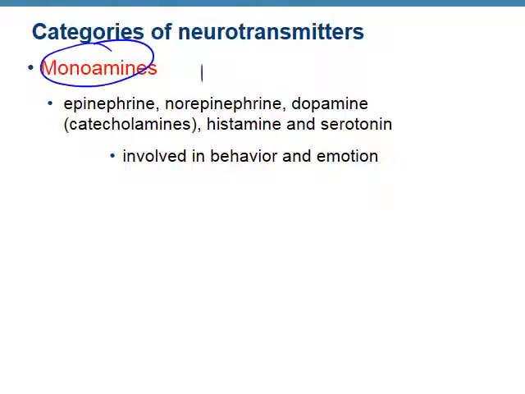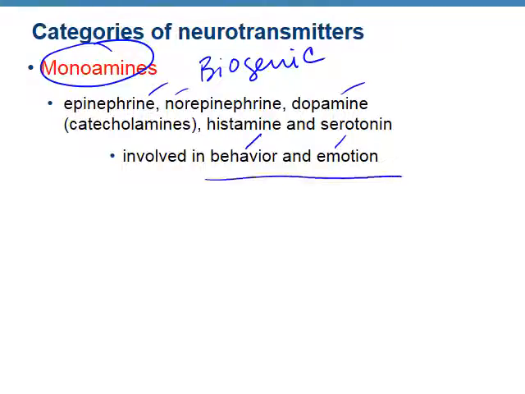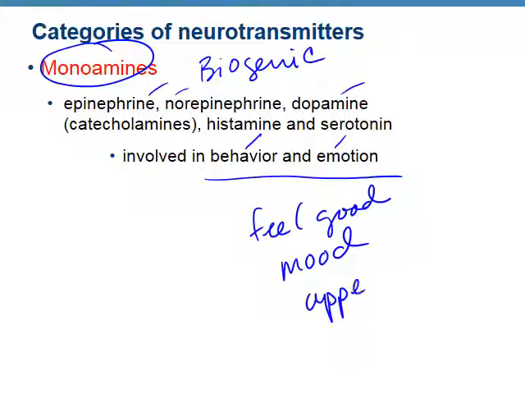Monoamines, this is the third group. You might also see them labeled biogenic amines. Either way is fine. Epinephrine, norepinephrine, dopamine, histamine, serotonin. These are involved in behavior and emotion. Sometimes we call them the feel-good neurotransmitters. They have something to do with regulating our mood, also our appetite.